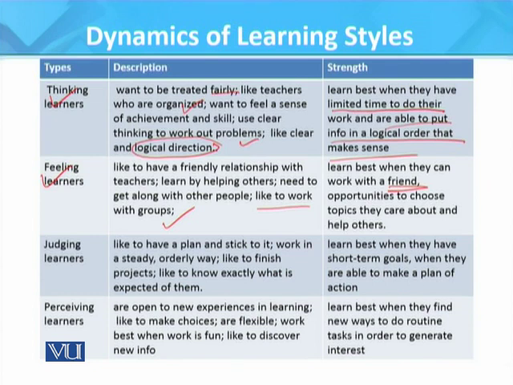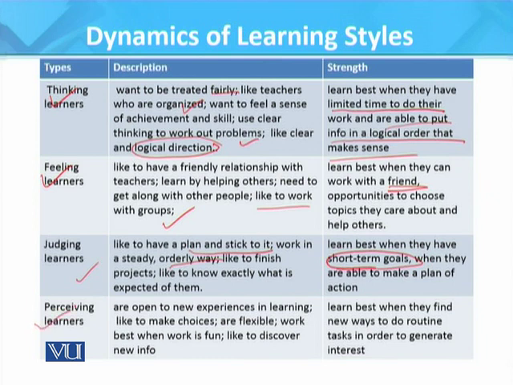Judging learners are the ones who would like to have a plan and stick to it. They work in a steady, orderly way, like to finish projects, like to know exactly what is expected. So judging learners are more work-oriented, project-oriented people, and their strength lies in the fact that they learn best when they have short-term goals. Since they are project-oriented, again, they do not require a longer time to finish their goals. So their strength is that if the time is specified and duration is specified, they learn best.